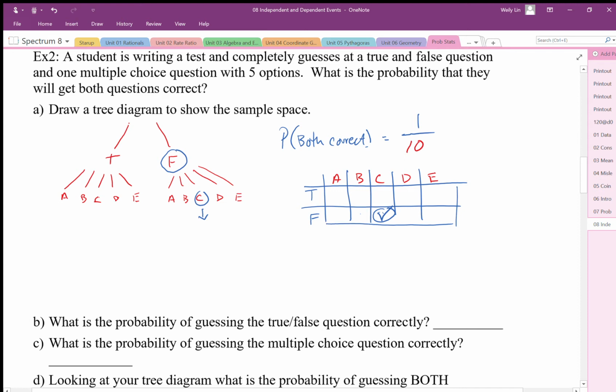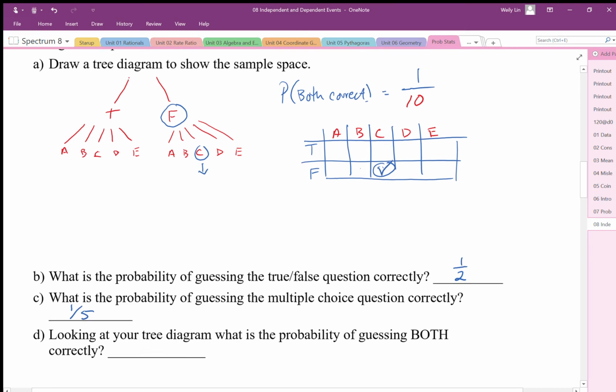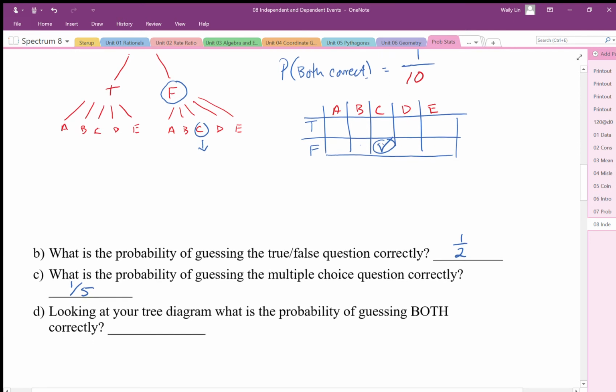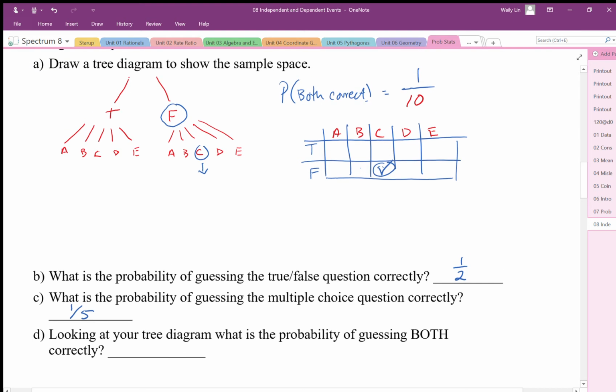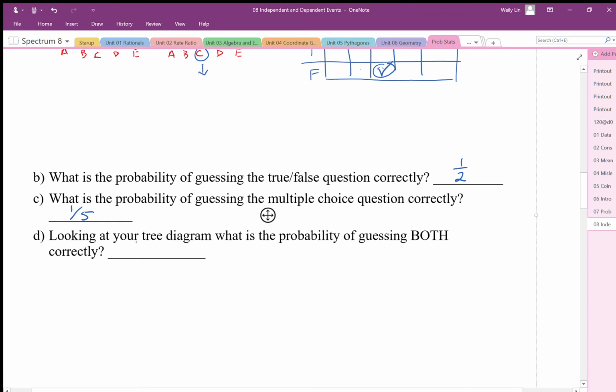So what's the probability of guessing the true, false question correctly? Well, that's 50%, so 1 out of 2. What's the probability of guessing the multiple choice question correctly? Well, there's 1 correct answer out of 5 possibilities, so 1 out of 5. So guessing them both correctly is going to be 1 out of 10. We can see in our tree diagram and in our grid diagram that's true.